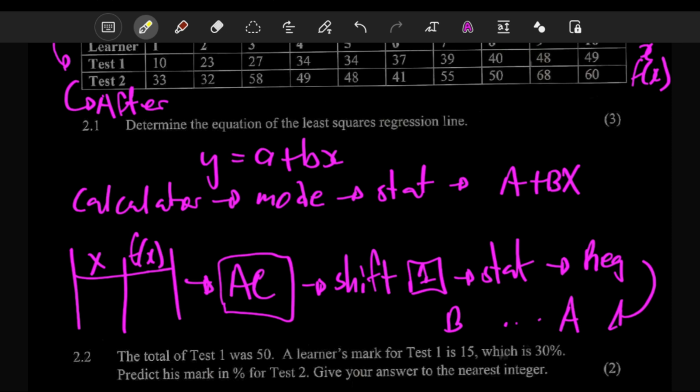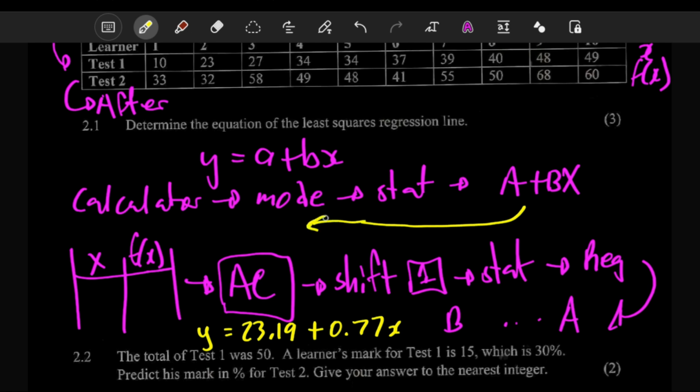After choosing A and B, from your calculator you're going to get y is equal to 23.19 plus 0.77x. So this is what you're going to get for A, and this is what you're going to get for B. These are the steps to get those values: shift, mode, stat, and from here this is where you go next.